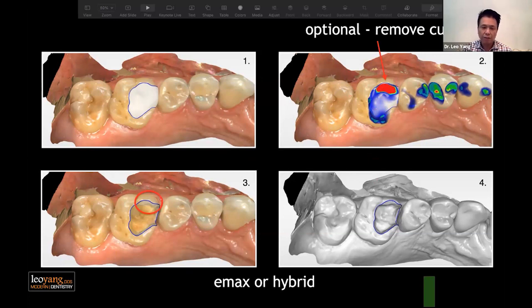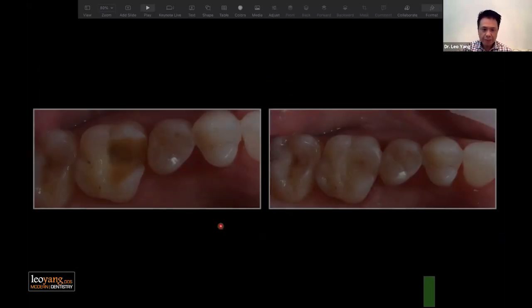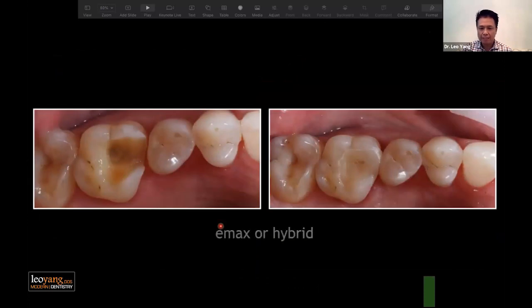But if you're concerned about that, you can prep that down to be more like a 3/4 crown or onlay preparation. But like I said, I'm very comfortable leaving this as it is because I just don't see things breaking on a regular basis. And this would be an example of what it looks like before and after. I feel very comfortable with my material, Emax or hybrid.